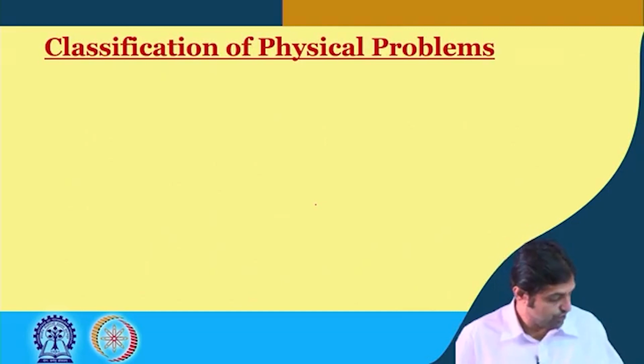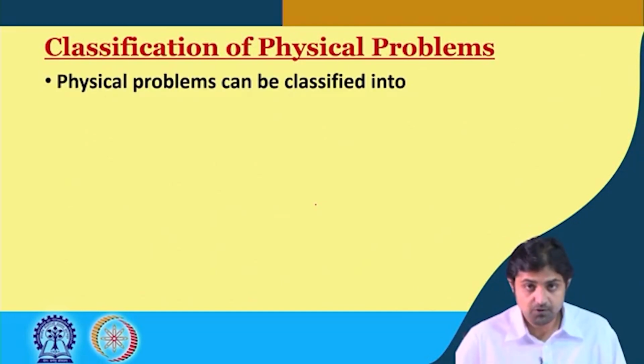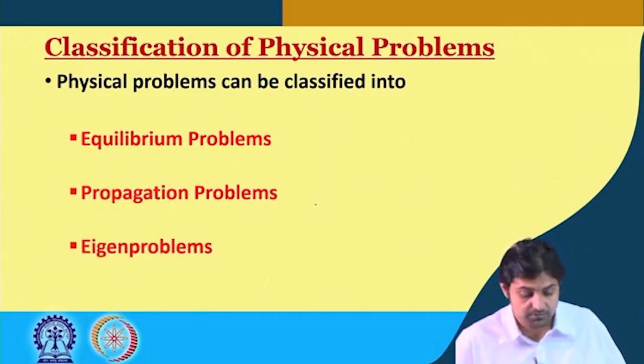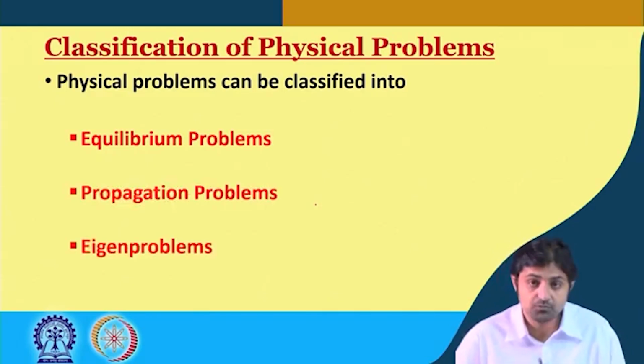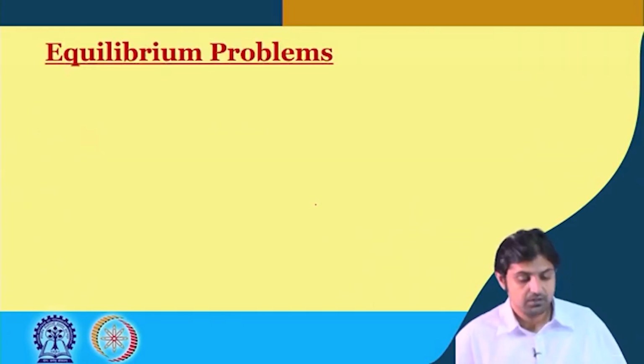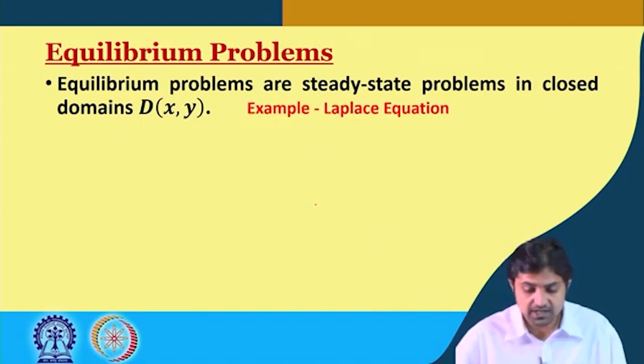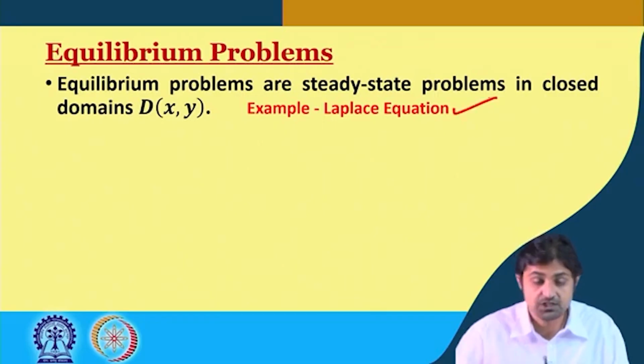Now, the classification of the physical problems. The physical problems can be classified into equilibrium problems, propagation problems, and the third is eigen problems. Okay. So, any physical problem can be classified into three different forms. What are the equilibrium problems? Equilibrium problems are the steady state problems in closed domains. Steady state means there is no dependence on time, there is an equilibrium. So, an example of such type of problems is the Laplace equation.